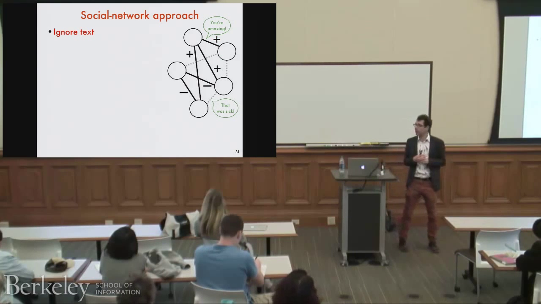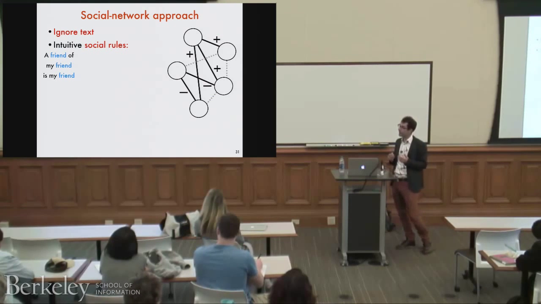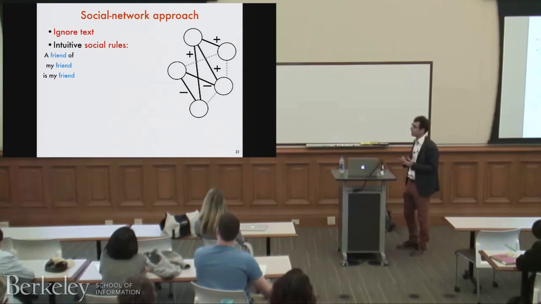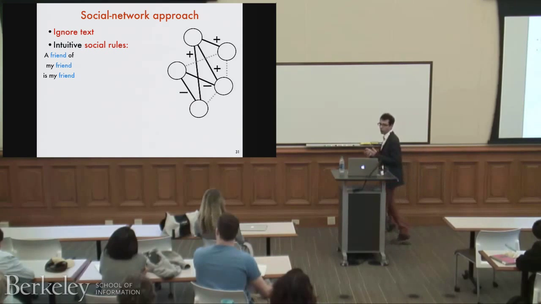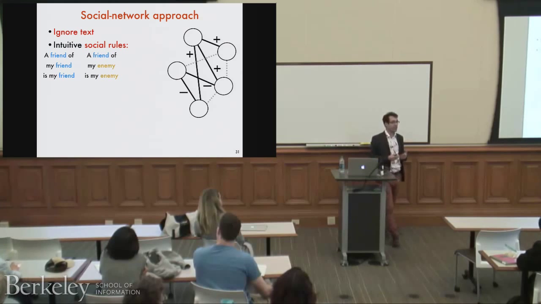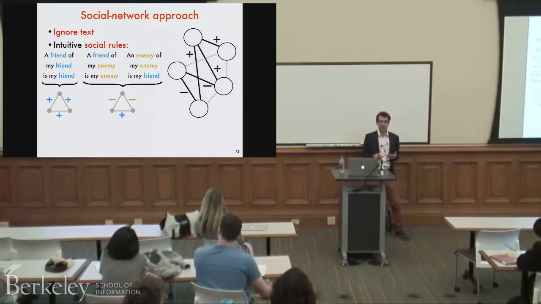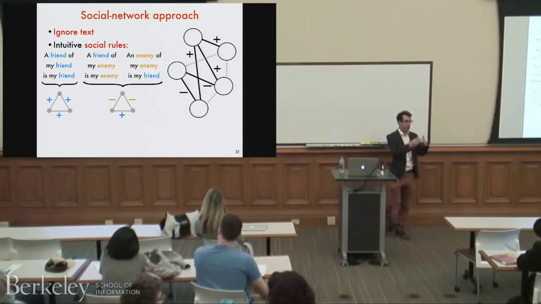Okay, a very different approach is the social network approach, which would ignore the text and reason exclusively about the structure of the networks by applying these intuitive social rules, such as a friend of my friend is my friend, a friend of my enemy is my enemy, or an enemy of my enemy is my friend. In the language of graphs, these are statements about triangles of nodes.